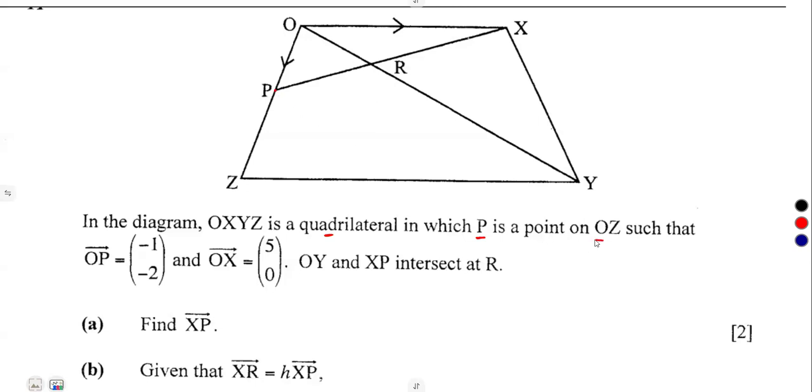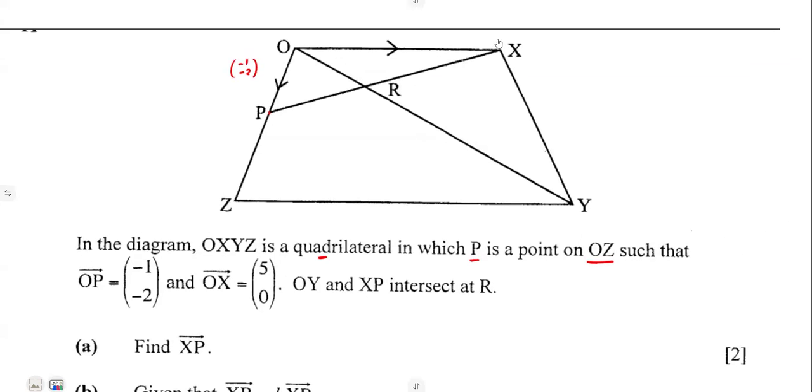Is a point on OZ. So it's a point found on O to Z such that its vector OP is given, and this time as a column vector from O to P. We are given that vector as -1, -2 for P. And OX as 5, 0 from O to X, as a column vector again.